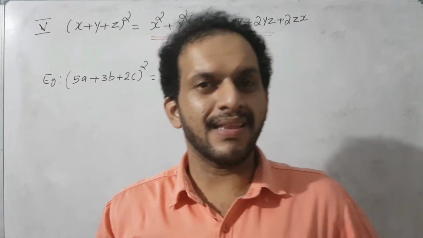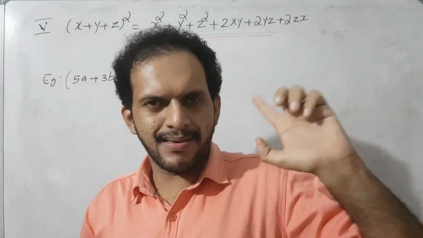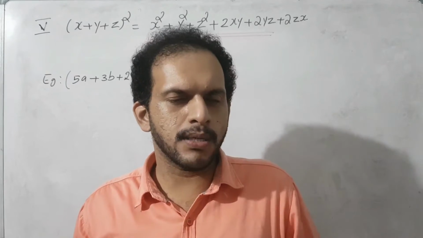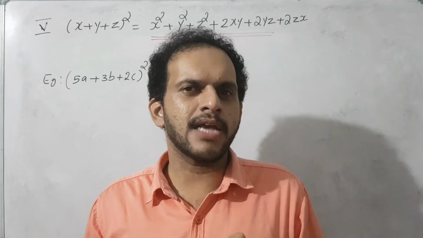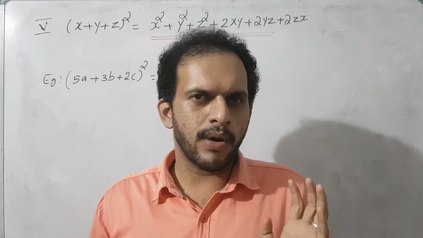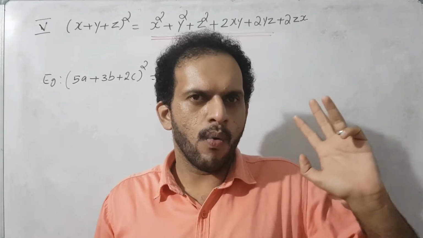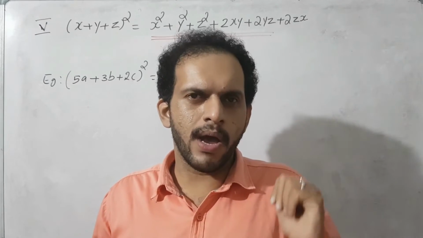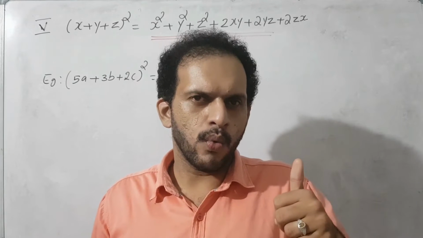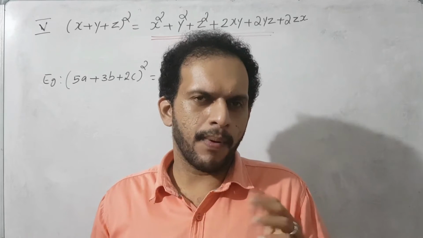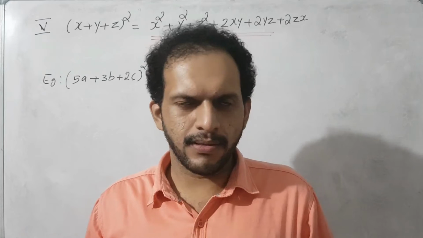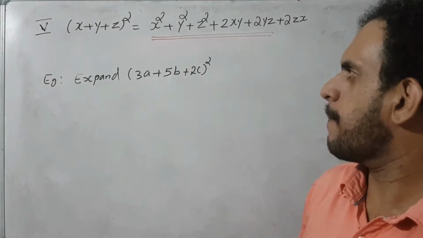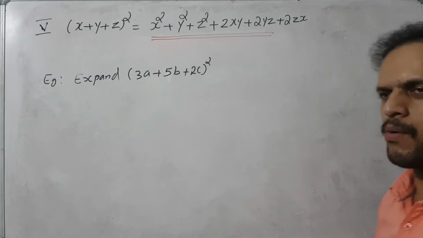What is the fifth identity? We have three terms x, y, z, that is x plus y plus z whole square. What is x plus y plus z whole square? That one is x square plus y square plus z square plus 2xy plus 2yz plus 2zx. Okay, then the example is: expand 3a plus 5b plus 2c whole square.